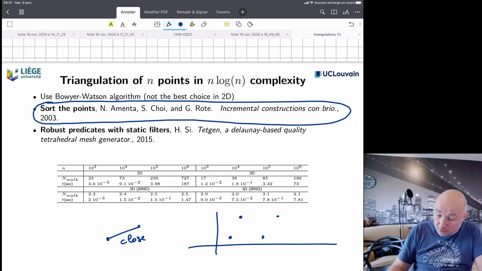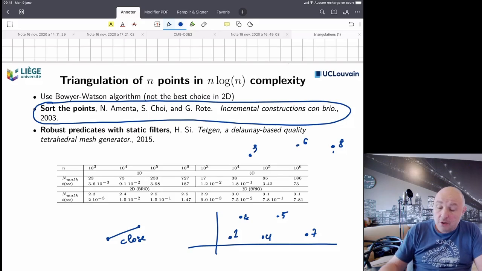But imagine that you have points that are like that here. So this is the first one, then the second one, then the third one, which is quite far, and the fourth one is super far, and the fifth one is there, and then the sixth one could be there, seventh one there, eighth one there. It's really bad, okay? Because if you sort first by x and then by y, it's bad.